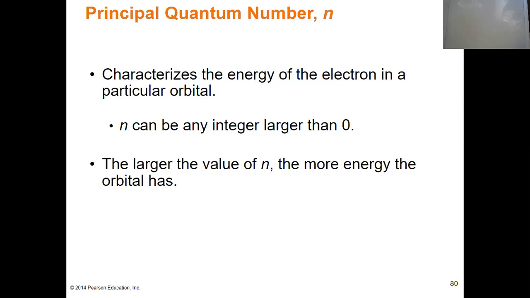Now, N values correspond to the rows on the periodic table. Your first row of the periodic table is 1. Your last row of the periodic table is 7. So an electron can have an N value from 1 to 7. And the larger the value of N, the more energy that particular orbital is going to have.